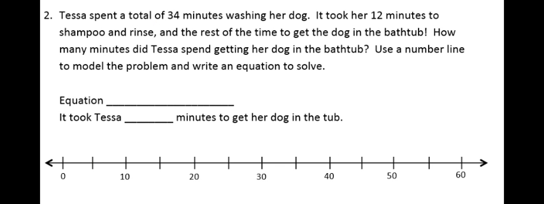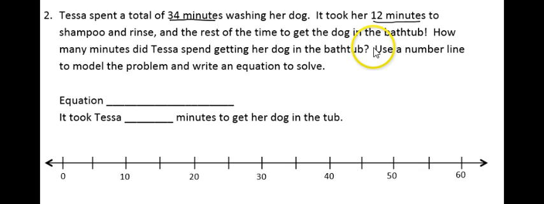The next problem says Tessa spent a total of 34 minutes washing her dog. It took her 12 minutes to shampoo and rinse, and the rest of the time to get the dog into the bathtub. How many minutes did Tessa spend getting her dog in the bathtub? And we'll use the number line again to solve the problem. Let's see, so it took a total of 34 minutes, and of that 34 minutes, 12 minutes were spent on actually shampooing and rinsing the dog.